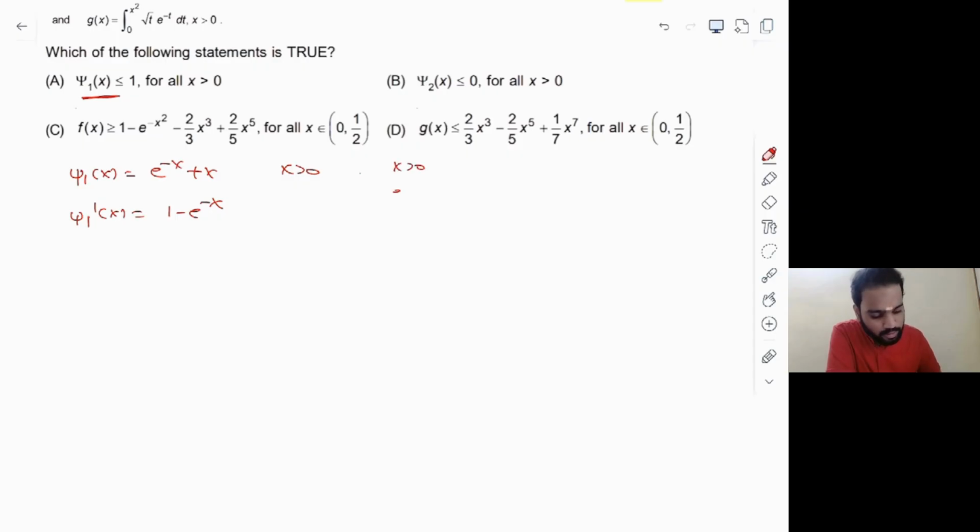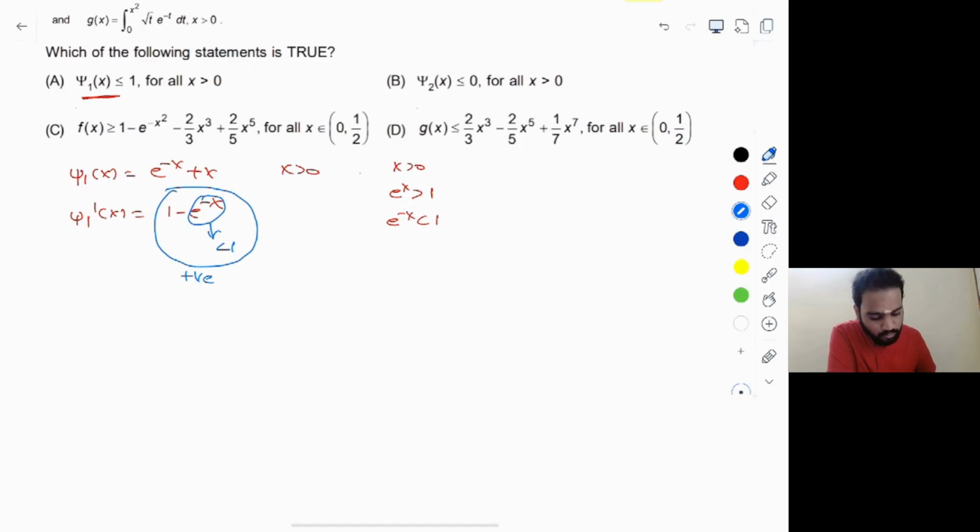But what do we know? When x is greater than 0, e power x will be greater than e power 0, that is 1, whereas e power minus x will be less than 1. So what's your pure observation here? In this psi1 dash of x, e power minus x is a value which is less than 1, and totally this is 1 minus e power minus x, right? So if e power minus x is less than 1, can I say this is completely a positive value always for x greater than 0? So that makes psi1 dash of x always positive.